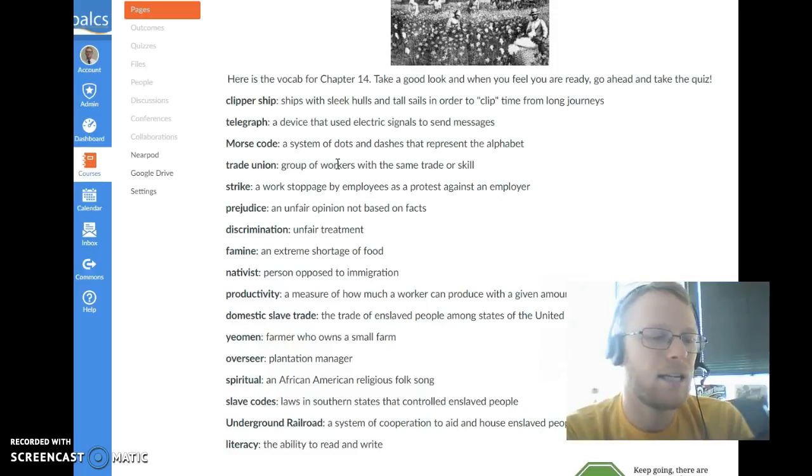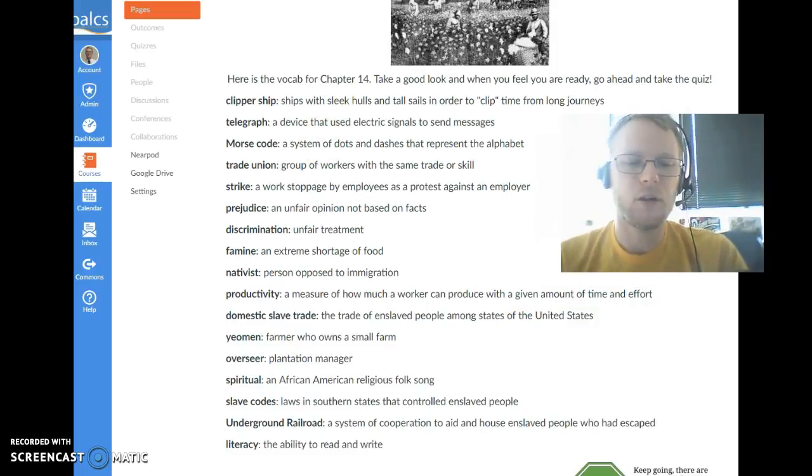A famine is an extreme shortage of food. A nativist is a person who does not like immigration. They're opposed to immigration. They don't like new people coming into the country. Productivity is a measure of how much a worker can produce with a given amount of time and effort.